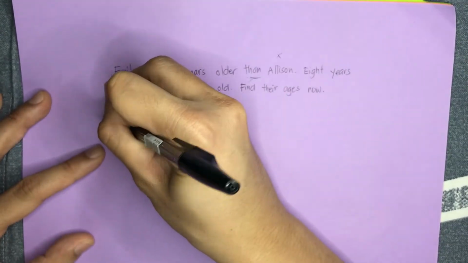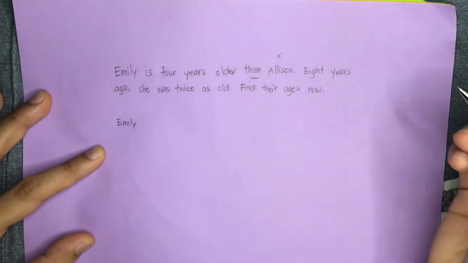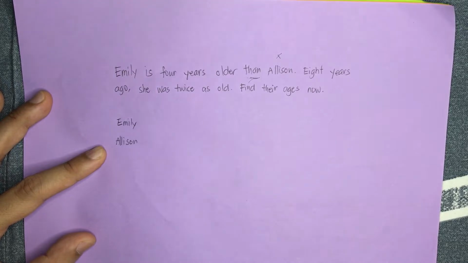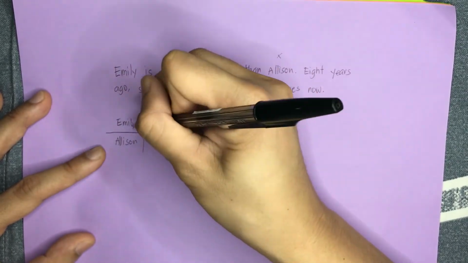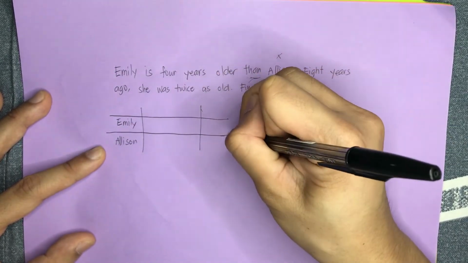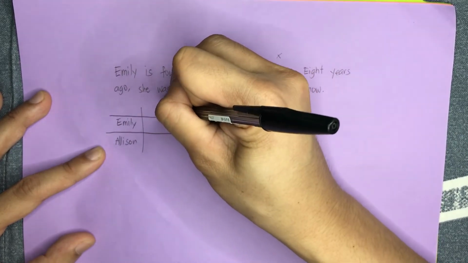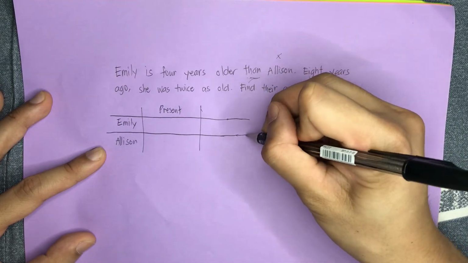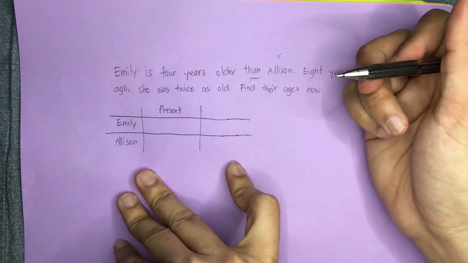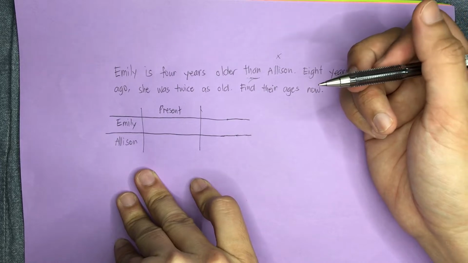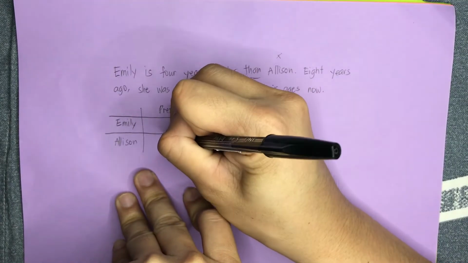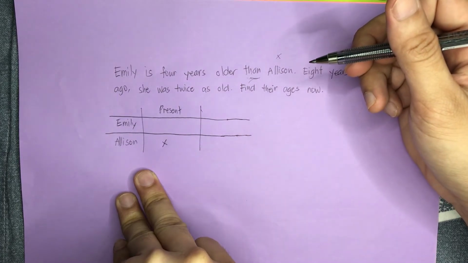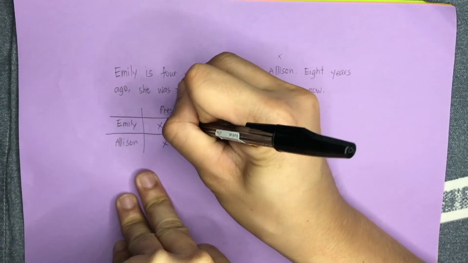So we will put Emily and Allison, and then make a table. So this will be the present, and this will be the table for our second condition. So since we say that Allison is our x, we will put it here x, and then Emily is 4 years older than Allison, which means Emily is x plus 4.